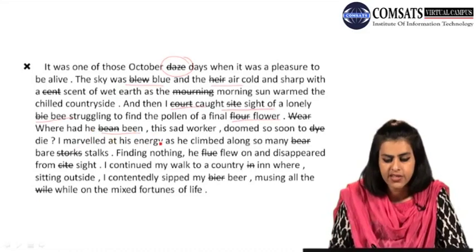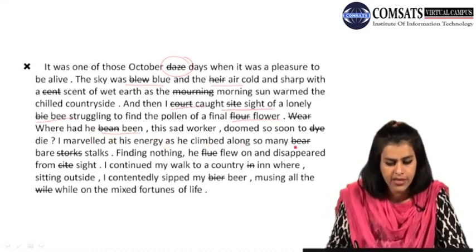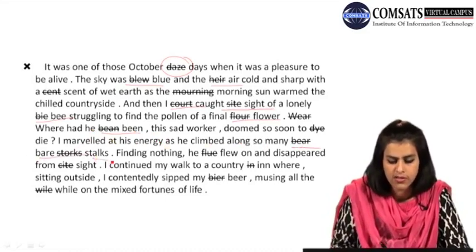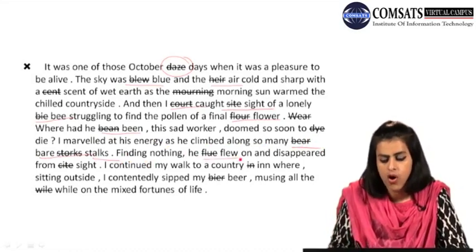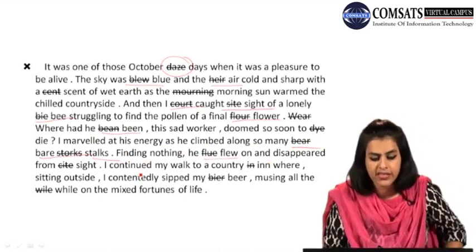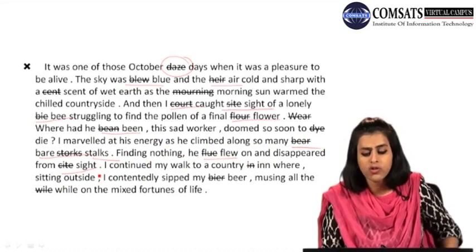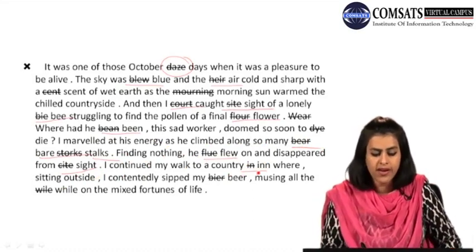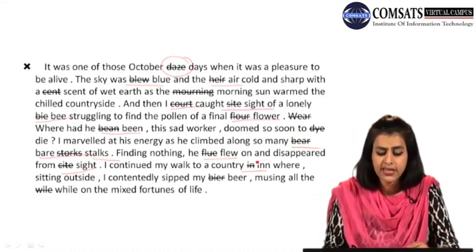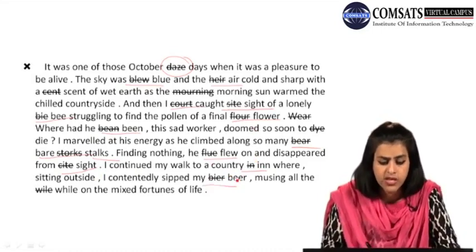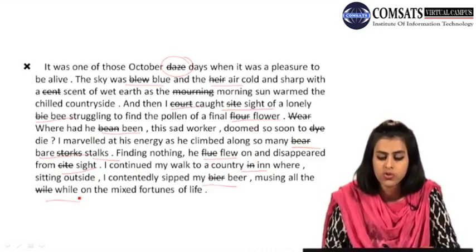I marveled at his energy as he climbed along so many bare stalks. Finding nothing, he flew on and disappeared from sight. I continued my walk to a country inn where, sitting outside, I contentedly sipped my beer, musing all the while on the mixed fortunes of life.